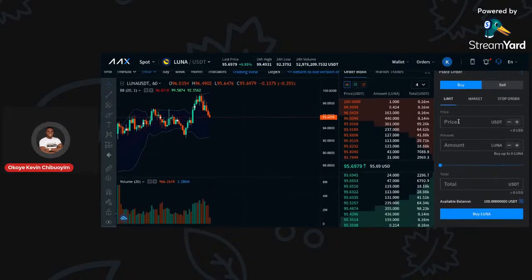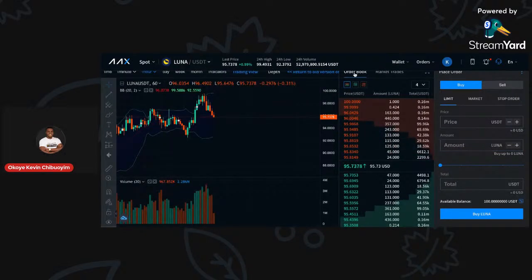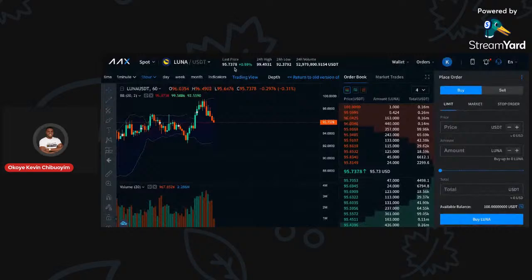On this order book, you can place the price you want to buy at, and the amount, which is the quantity. Amount basically means quantity. So the price of Luna currently is how much? What's the current price? The last price we can see right here is $95. Let's copy this. So the price we want to buy at is this, for instance. So let's say we're buying 1 Luna.